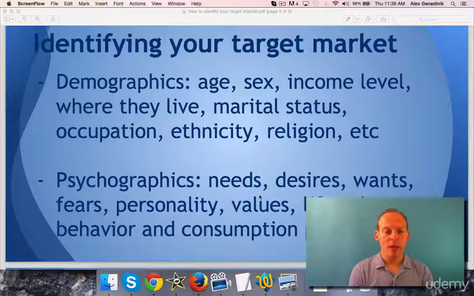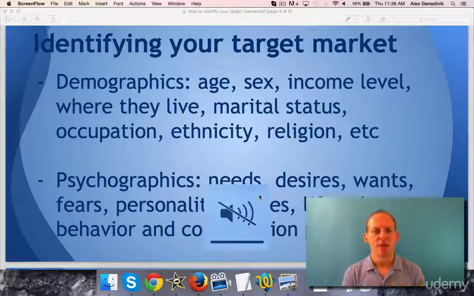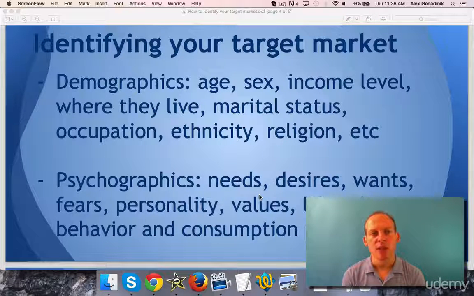You know. So by the way, just before I get into this, there is a distinction between demographics and psychographics. Demographics are things you can measure, things that are factual, and psychographics are things that you cannot measure, you can't see them. It's stuff like needs, desires, wants, right? So demographics of your target users are age, sex, income level, where they live, marital status, occupation, ethnicity, religion, things like that, right?